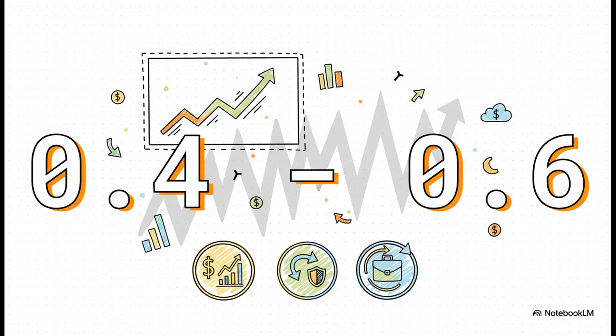So the key here is knowing what you're looking for. For the information ratio, a score somewhere between 0.4 and 0.6 is generally considered pretty good. That's a manager who's adding value consistently. But anything above 1.0, that is truly world-class. That's the kind of performance that builds legendary careers.